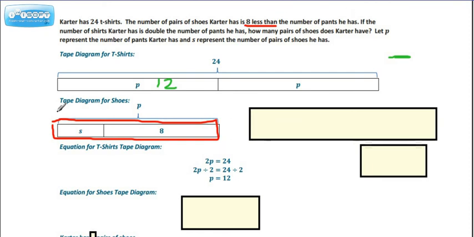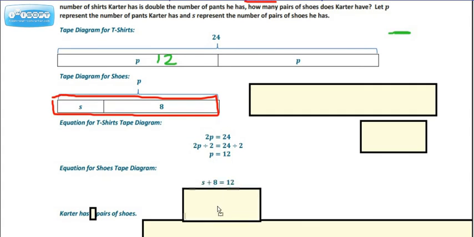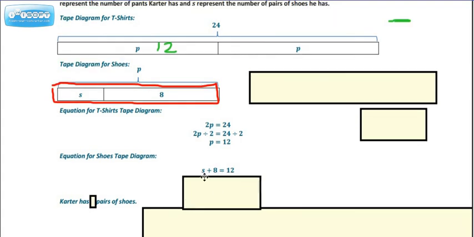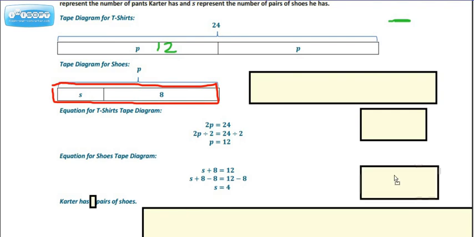So if this represents the number of pants, that means that this has to be a smaller number, because this number plus the 8 would give us the pant number. So this is what the tape model would look like. Now if we're going to write that as an equation, it would look like this. Shoes plus 8 has to equal this 12 that we figured out earlier. The opposite of adding 8 to a variable is to subtract 8 from a variable, and we have to do that to both sides of the equation to keep it balanced. And if we do 12 minus 8, we're going to get shoes is going to be 4.